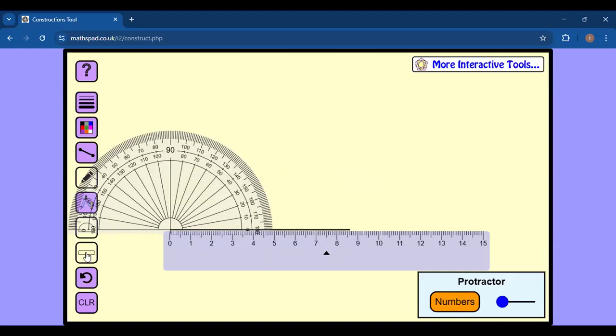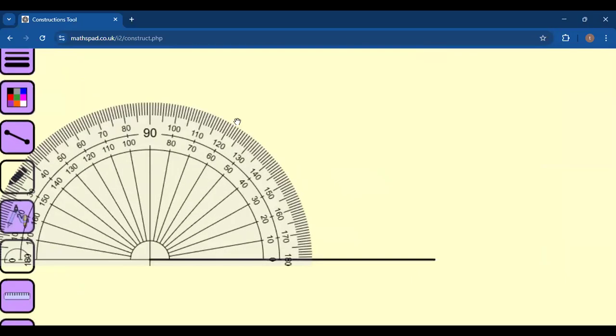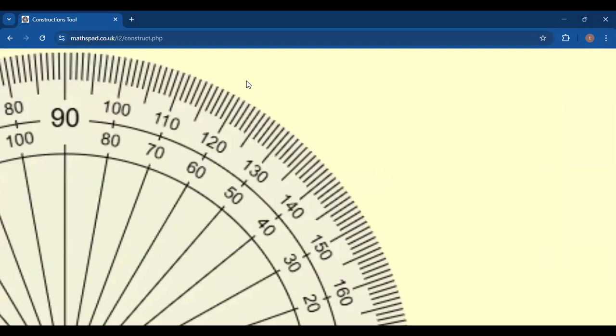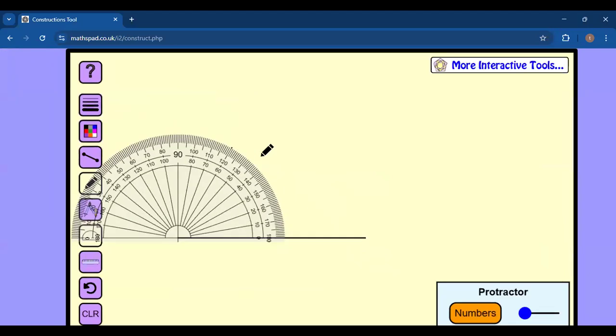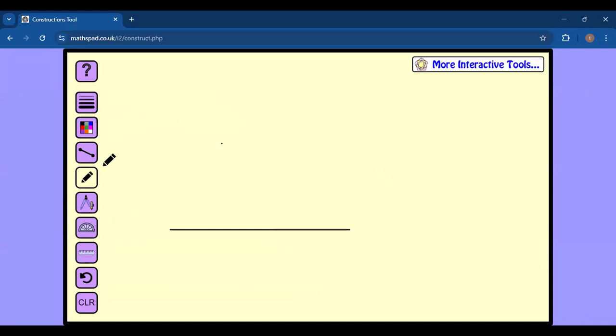So I'm going to use my compass here. And this is going to be right here. And this is going to be that. And it's going to come here and come here and boom.